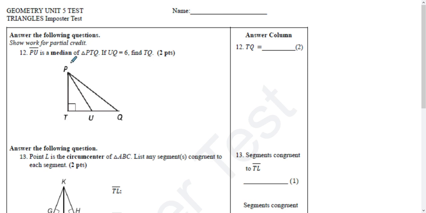This is a median. PU is a median. Okay, it says UQ is 6. Find TQ, the whole thing. Well, since it's a median, I know that this is a midpoint, and so I know that this is also 6, which means the whole thing would be 12. And that is the answer to that question.